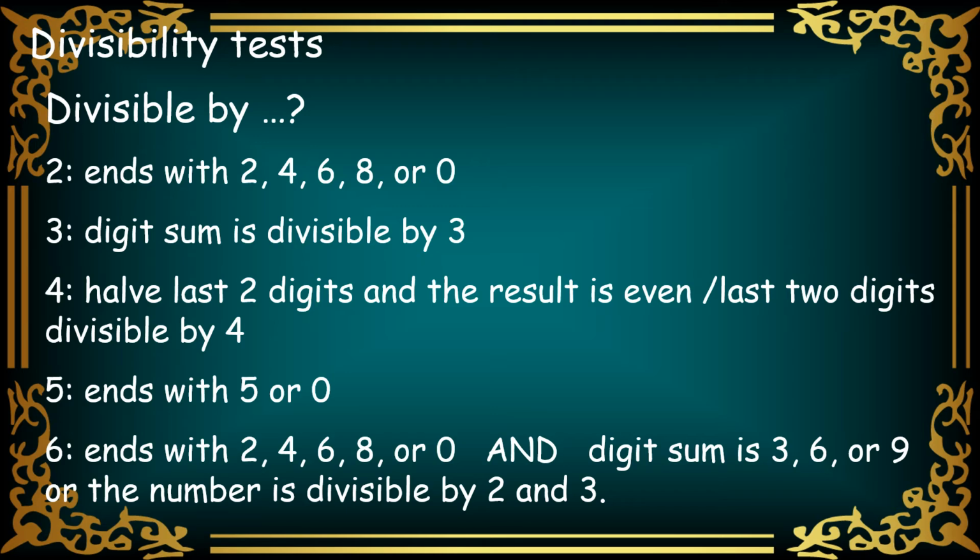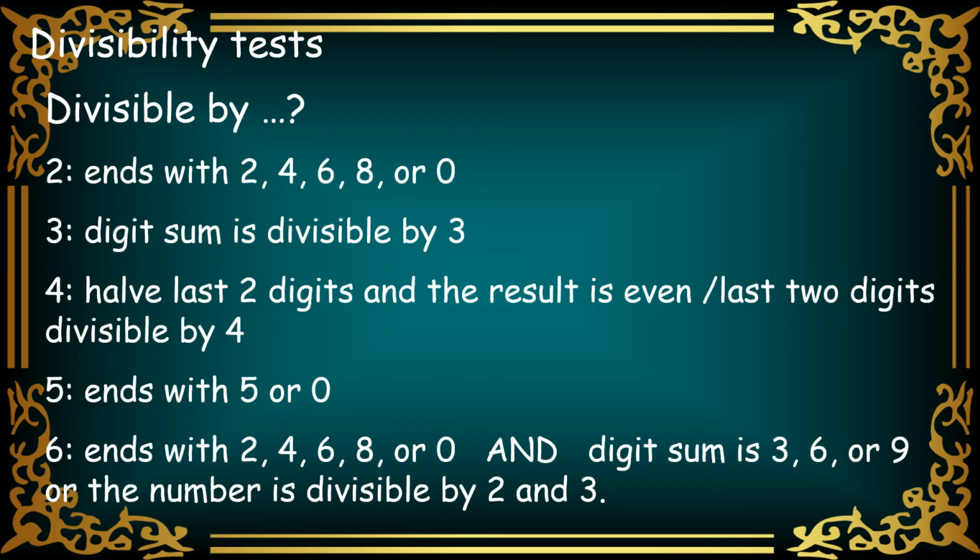For 4, you have to halve the last two digits and the result is even. Then you say that it is divisible by 4. Or if the last two digits are divisible by 4, you say that it is divisible by 4. For 5, it should end with 5 or 0. Okay, either 5 or 0. That means it is divisible by 5.